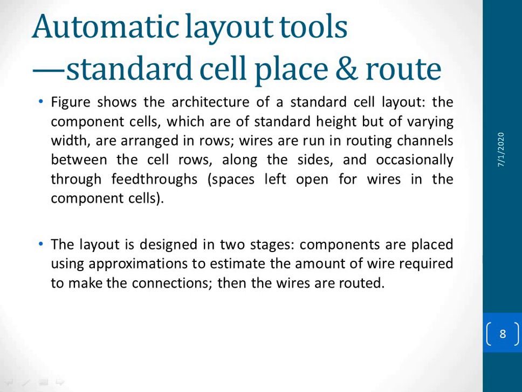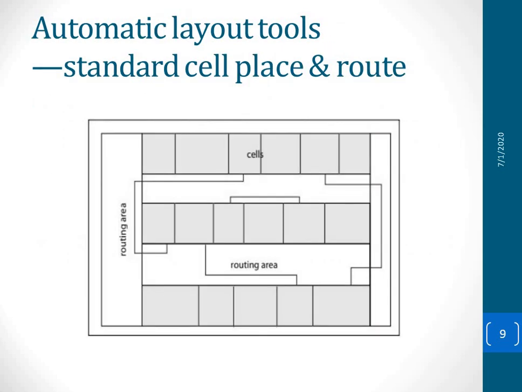is done. The layout is designed in two stages. Components are placed using approximations to estimate the amount of wire required to make the connections, and then the wires are routed. So these components, whichever we want to place, are placed according to the approximation. Suppose I want to place a larger module, then I can go here. So likewise approximations will be made and then routing connections will be established. So this is about automatic layout tools.